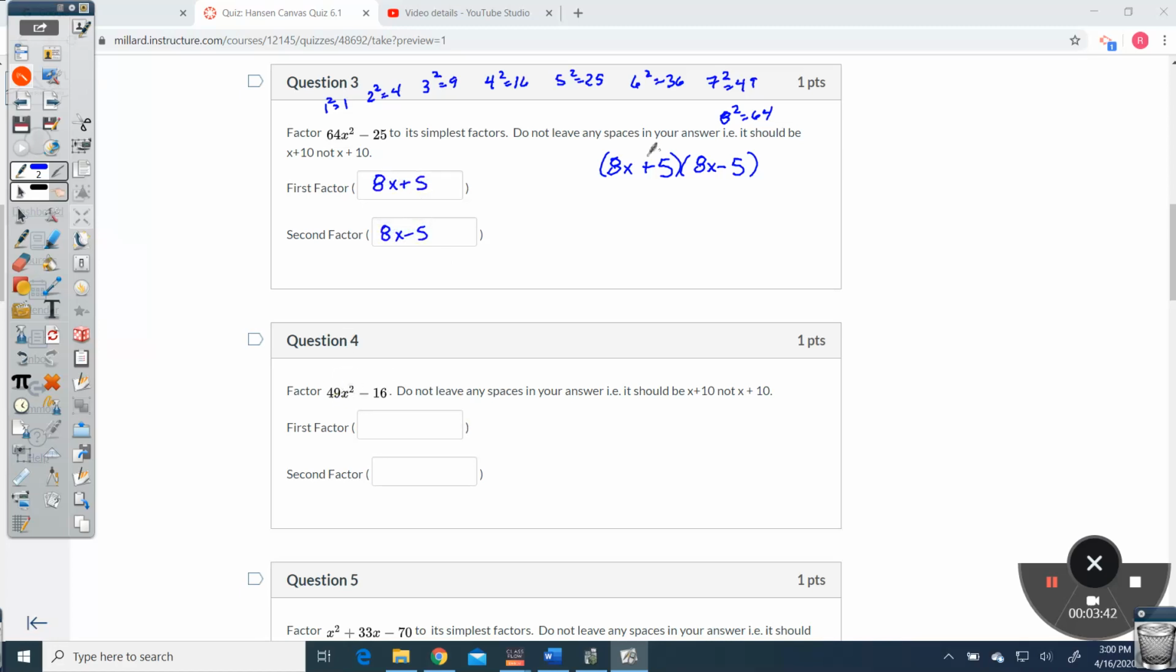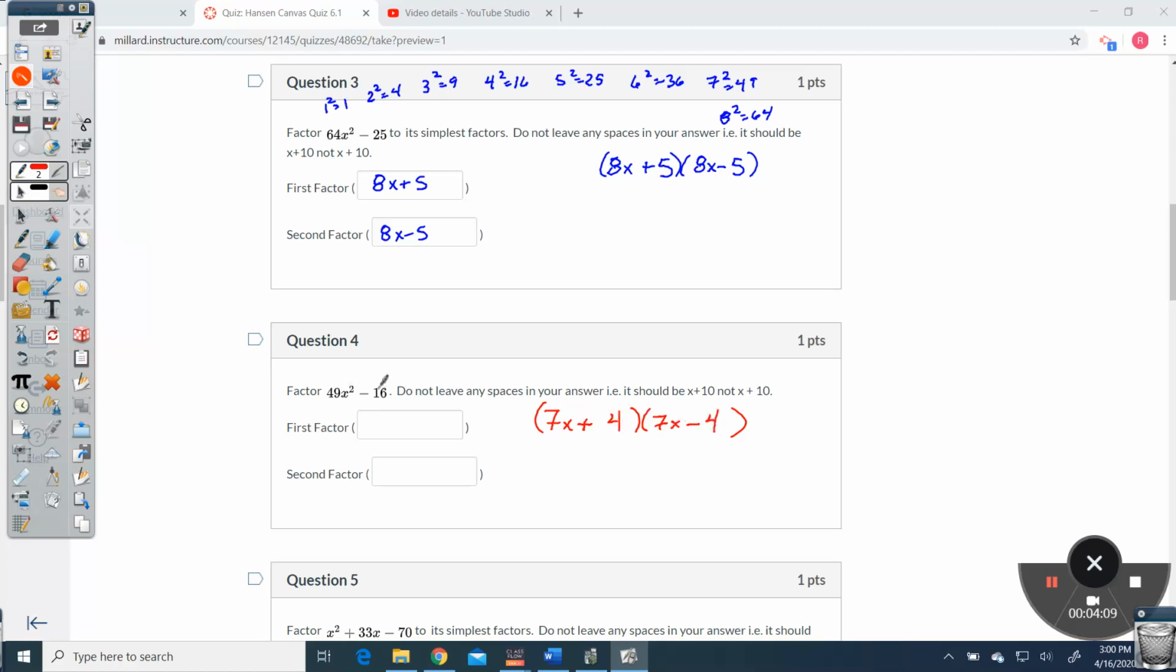Okay. So now in question 4, it's the same thing. Notice that 49 is 7 squared and 16 is 4 squared. So what multiplies to be 49? Well, that's 7x and 7x. And the 49 was first, so the 7x and 7x is first. What multiplies to be 16? Well, that's 4 and 4. And since it's a minus at the end, one of these is positive and one of them is negative. And then it's just 4 and 4.